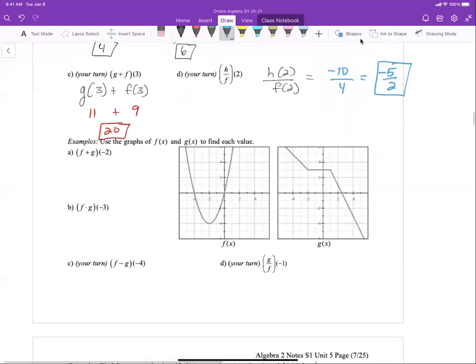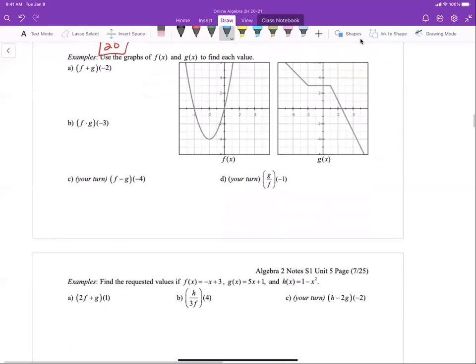Okay, so we use tables, we've used expressions. We can also use graphs to do these types of mathematical computations. So let's take a look at this. So we have f plus g of negative 2. So that can be rewritten as f of negative 2 plus g of negative 2. So f of negative 2, what does that mean? So negative 2 is our input. That is our x value. So we will go to the graph and look at where x is negative 2.